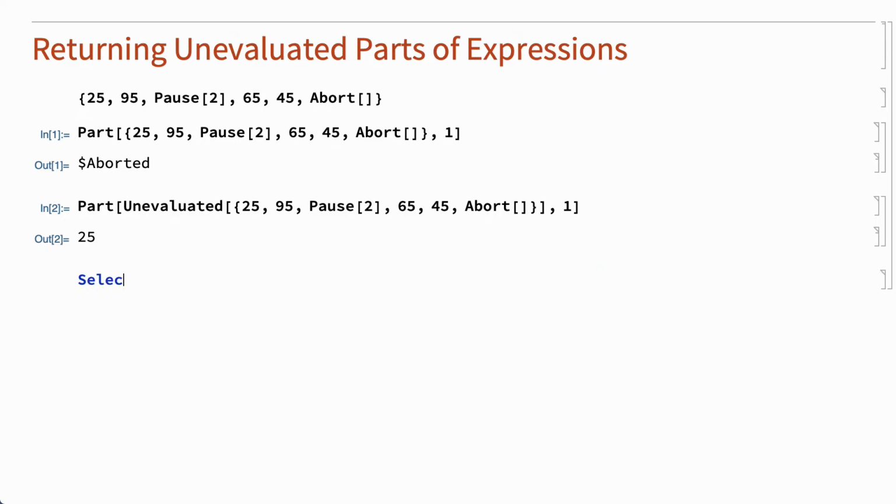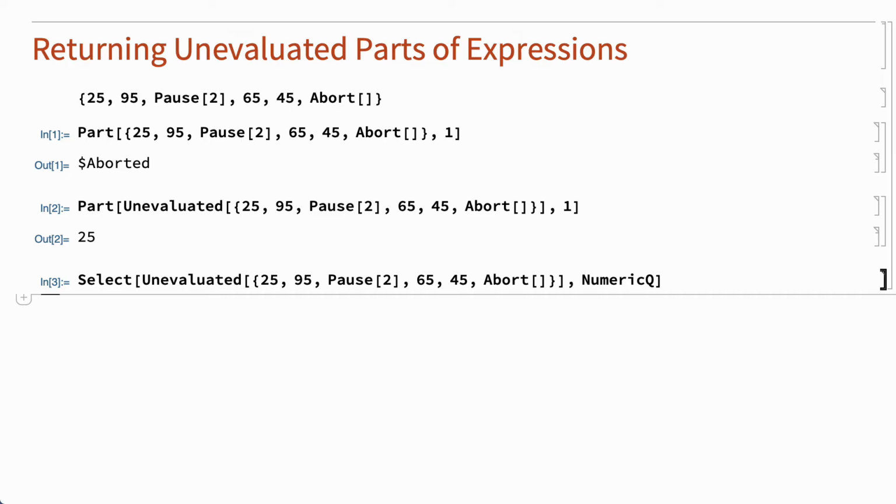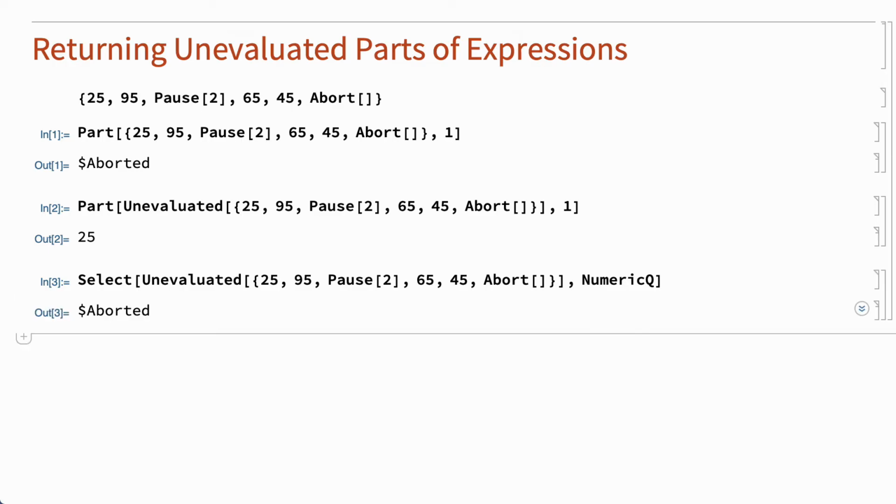The select function can be used to pick out all of the numeric elements in that list by selecting elements for which NumericQ returns true, but this input again gives a 2-second delay and an aborted calculation because Pause and Abort get evaluated when the NumericQ test is applied to those elements.